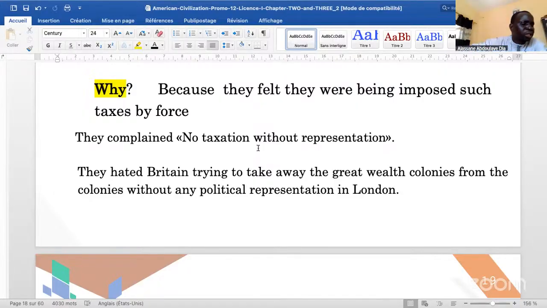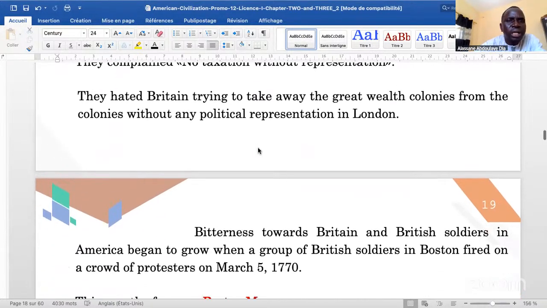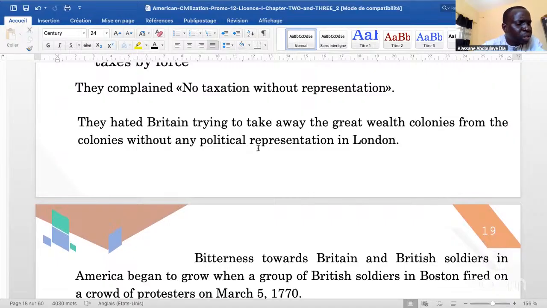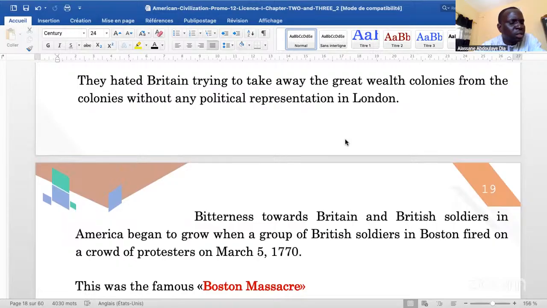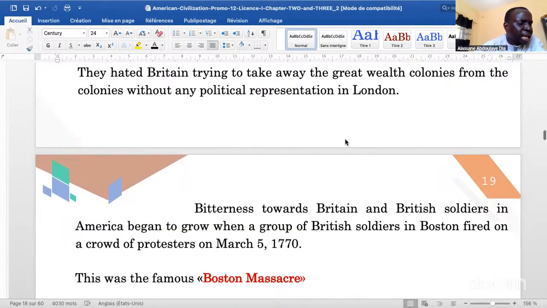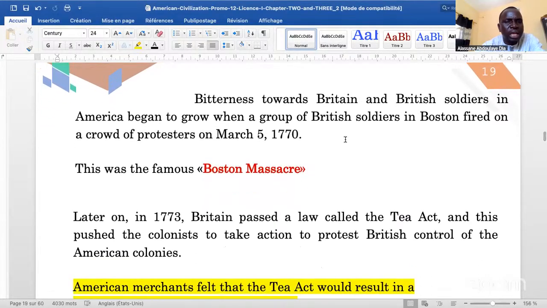So here, imagine the Parliament of Britain, there was no representation of the colonies. And the colonies said, no, no taxation without representation. We are not going to pay any tax when we are not represented. So they hated it. So it means the American colonies did not like Britain. Trying to take away their great wealth, it means it was an exploitation, taking all their goods without being represented, and imposing taxes on them.